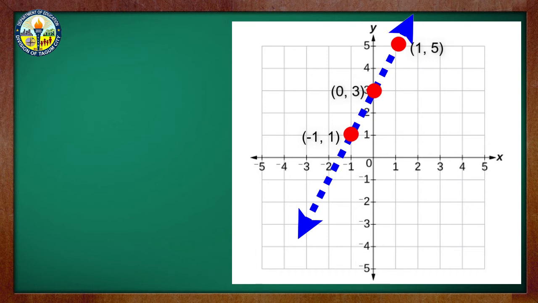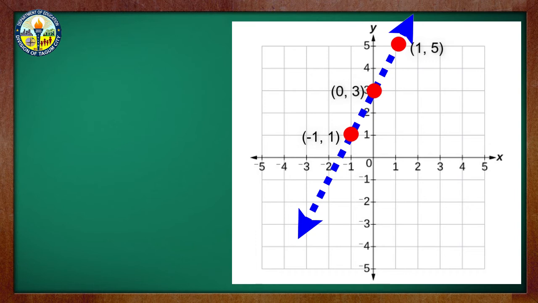Determine which side is to be shaded. Use a test point on either side of the line. If the coordinates of the point satisfy the original inequality, shade the same side of the line where the point is located. If the inequality becomes false, shade the other side of the line. The shaded region is the place where we can find the solution of the inequality.